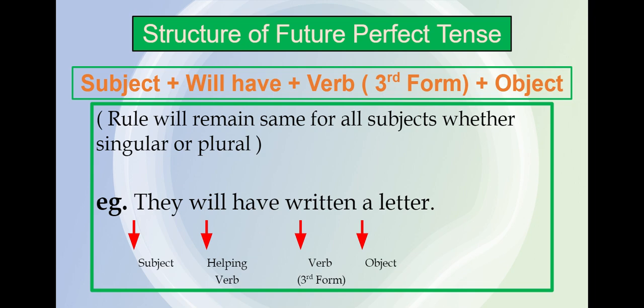The future perfect tense is typically used to say that a likely future event will be completed before another one begins.